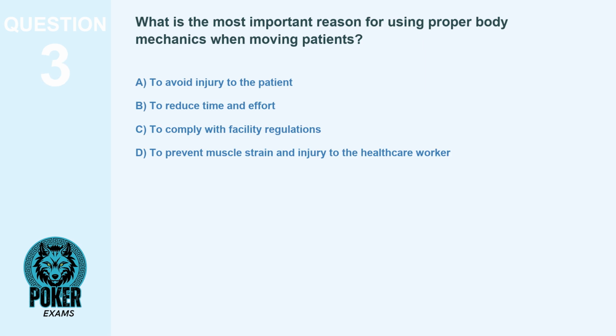Question 3. What is the most important reason for using proper body mechanics when moving patients? To avoid injury to the patient. To reduce time and effort. To comply with facility regulations. To prevent muscle strain and injury to the healthcare worker.